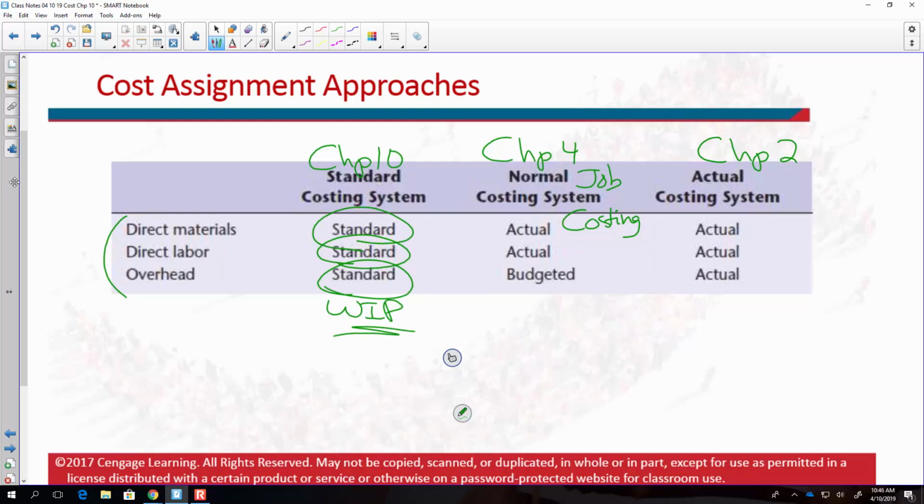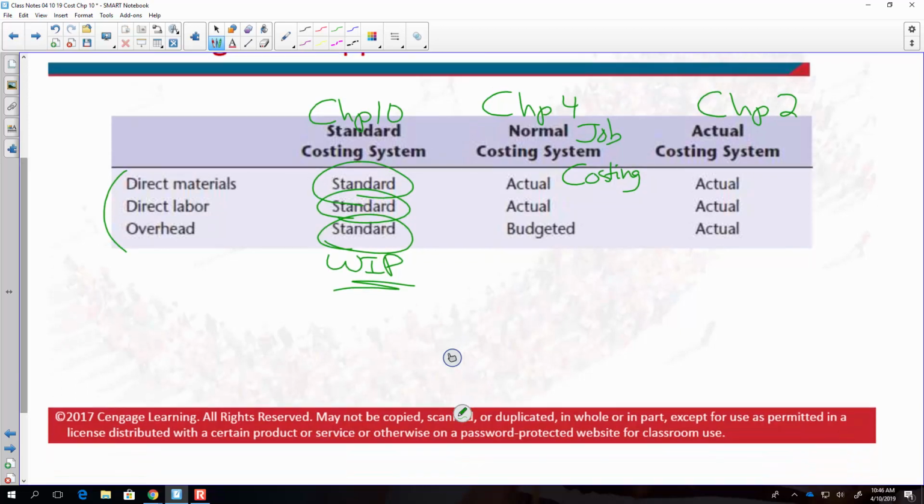Budget numbers, right? So can I give an income statement at the end of the year with budget numbers in it? No. So how did we solve that problem when we were over here in job costing? Reconciliation. And we're going to have those closing entries again here to close the variance accounts.